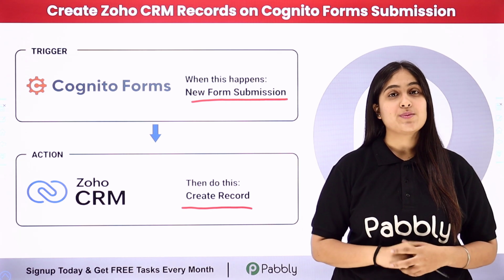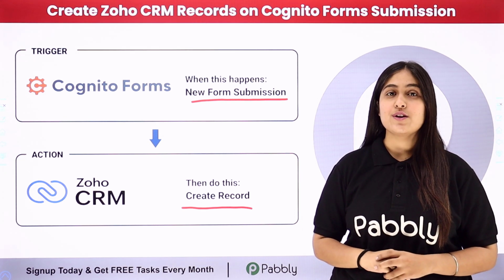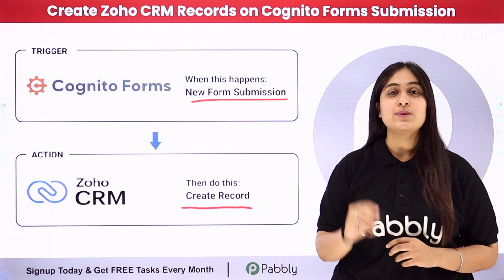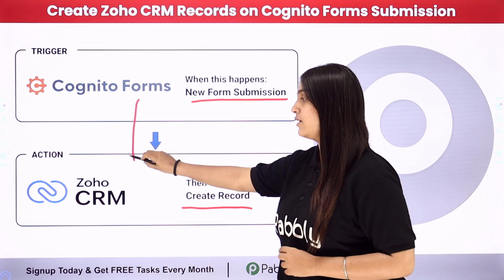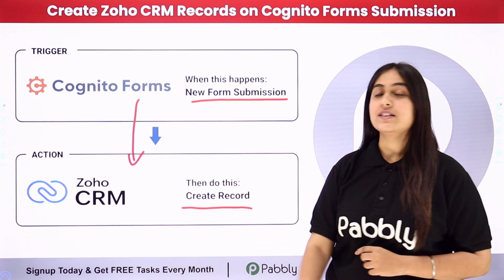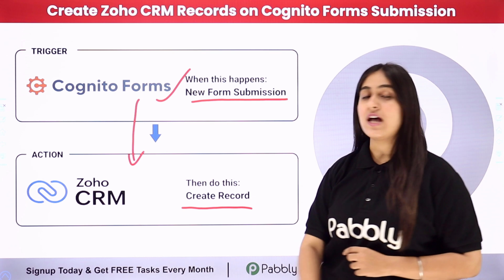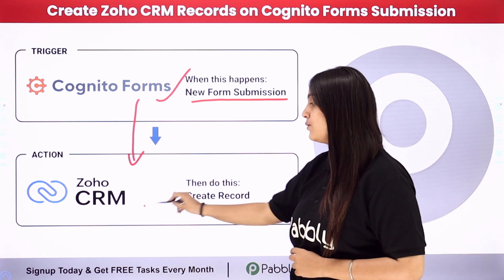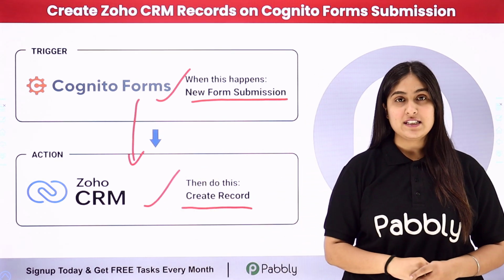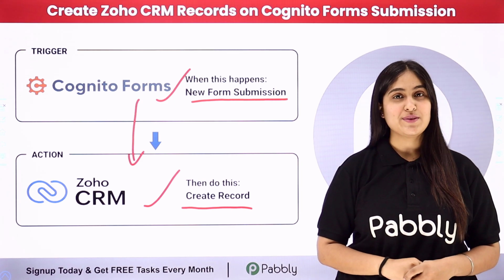So to automate this process, we are going to use an automation software named Pabbly Connect, in which we need to connect our trigger and our action. So in this process, our trigger application will be Cognito Forms and our action application will be Zoho CRM. So to learn this process step by step, let me take you to my screen.